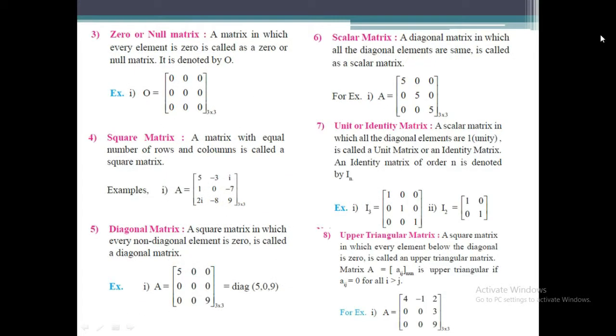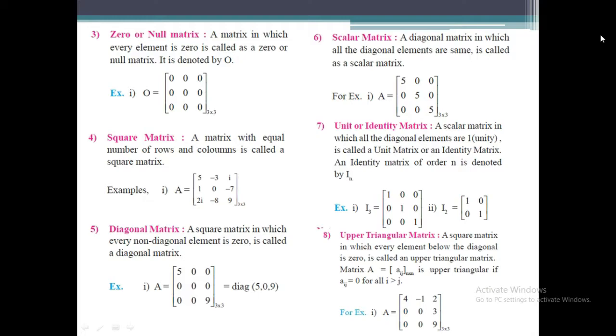The third type is the zero matrix or a null matrix. A null matrix or a zero matrix is a matrix in which every element is 0, and it is denoted by O. The fourth one is a square matrix. A matrix in which the number of rows and the number of columns are the same. That means it has an order where the number of rows and number of columns are the same.